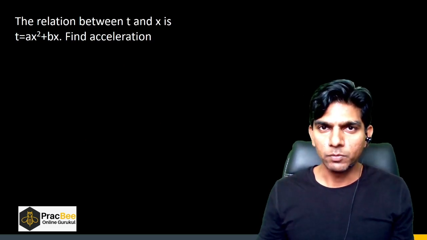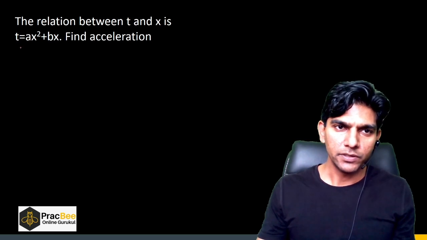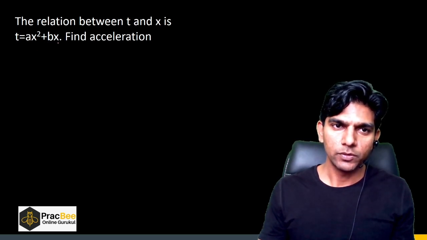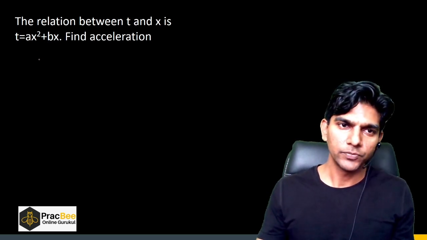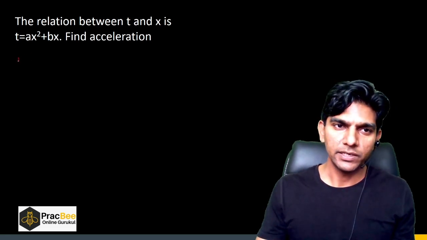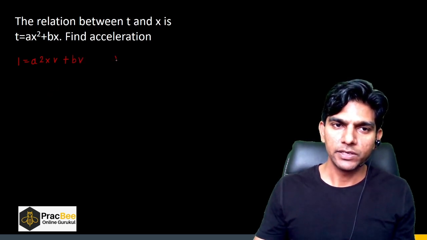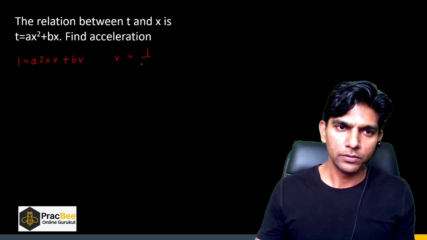Now this question is from kinematics and it is for non-uniform acceleration. So we have given time as ax square plus bx, and we need to find the acceleration. So what we can do, we can differentiate this. If we differentiate this with respect to time, we'll get 1 equals to a times 2x times velocity plus b times velocity. So from here we can say v is equal to 1 upon 2ax plus b, right?